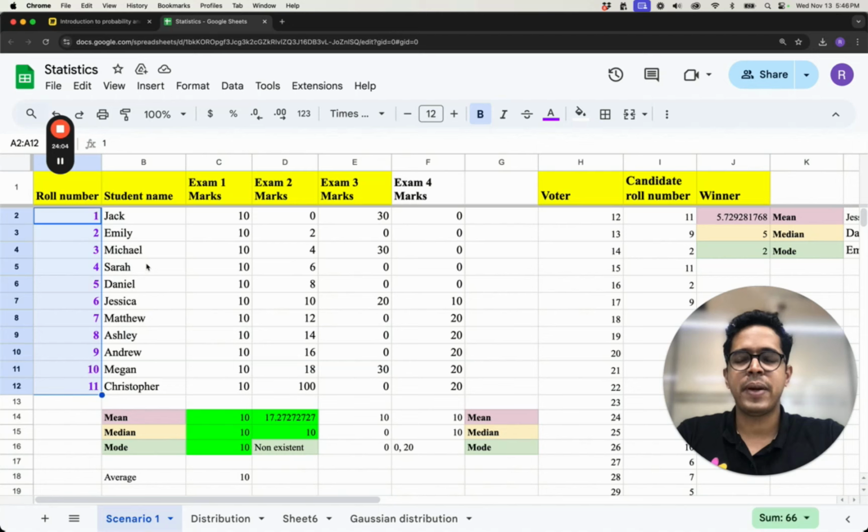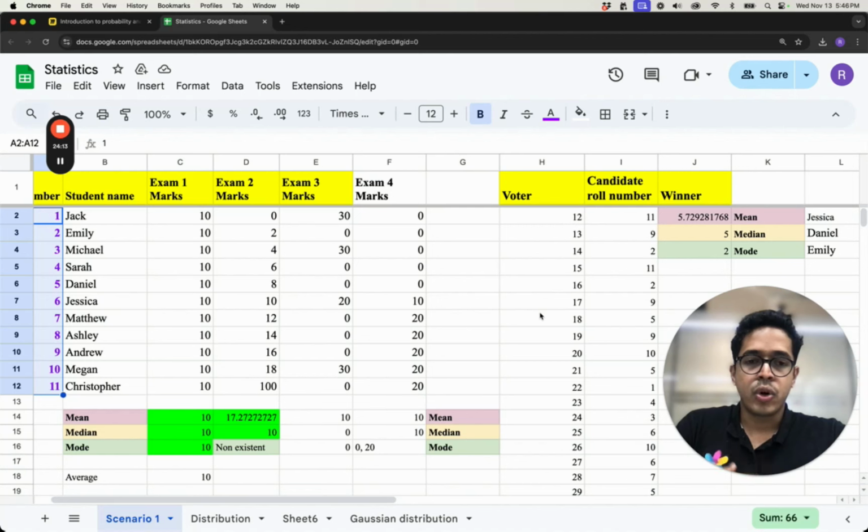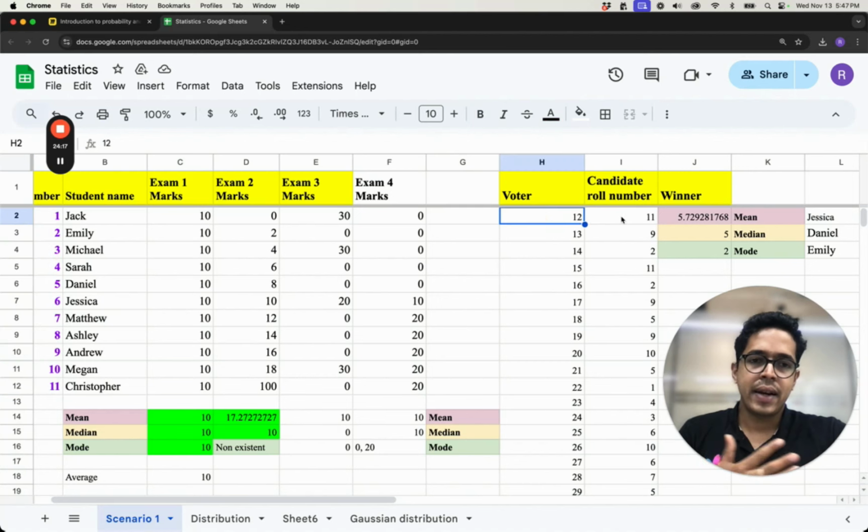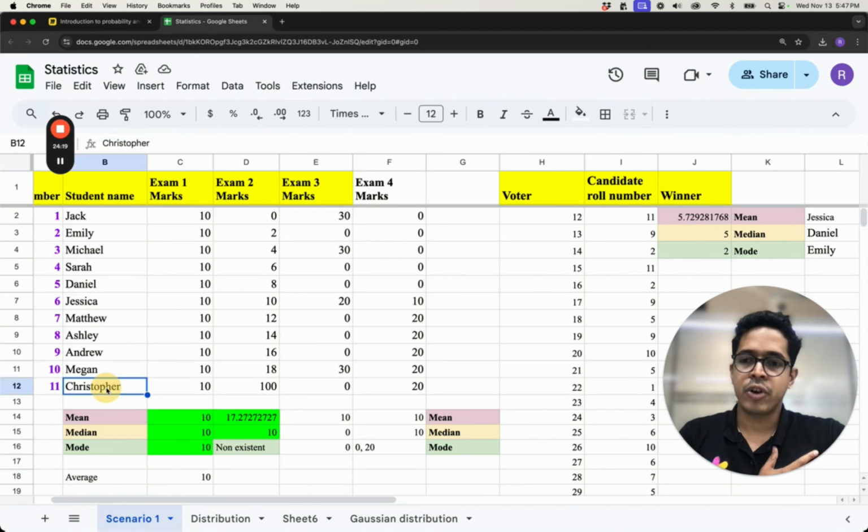So the student will pick. If I am voting, my name is not here. I'm not contesting in the election, but I'm voting for one of these people. So if my roll number is 12, I am voting for the candidate whose roll number is 11, meaning I am voting for Christopher.